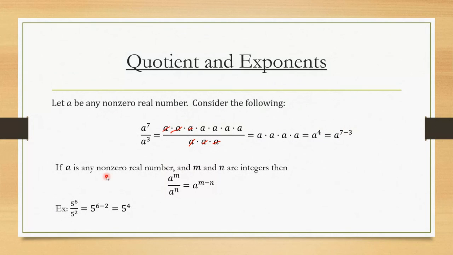So what am I illustrating here? Well, if a is any non-zero real number, m and n are integers, when you divide like bases, you subtract the exponents. So when you divide like bases, you subtract the exponents. And that's also the example illustrating here, 5 to the 6th over 5 squared. That's 5 to the 4th. Again, you subtract the exponents. So it's just another exponent rule, so to say. Are there any questions about this?